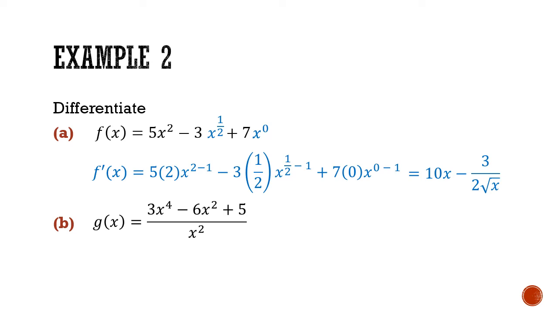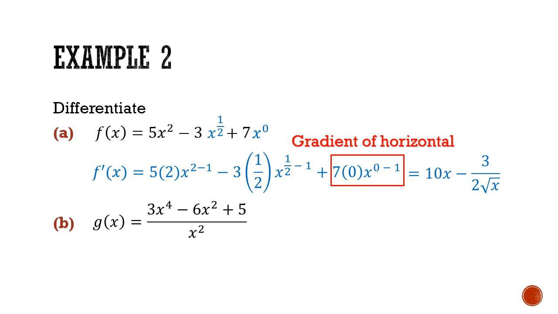Now I just want to focus on what happened to the 7. Notice that the 7 when differentiated gives us nothing. Why is that so? Because adding a 7 is just adding a horizontal line, and a horizontal line has a gradient of 0. So that should also give you a visual understanding of why it disappears.